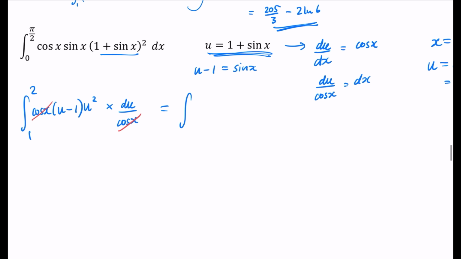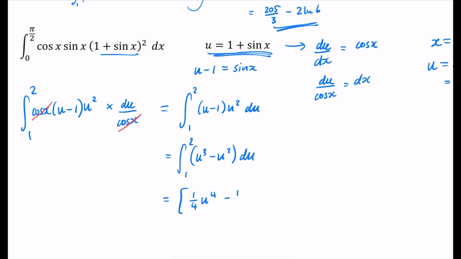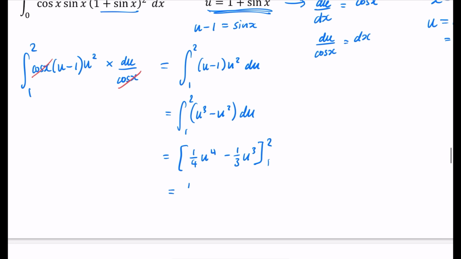It is just the integral of (u minus 1) u squared du between 1 and 2. So when I expand these brackets, that is u cubed minus u squared between 1 and 2. Let's go straight in with the integration. That is a quarter u to the 4 minus a third u cubed between 2 and 1. So it's a quarter 2 to the 4 minus a third 2 cubed. And then when you sub in 1, we don't even need to show that. It's just going to be minus a quarter minus a third.